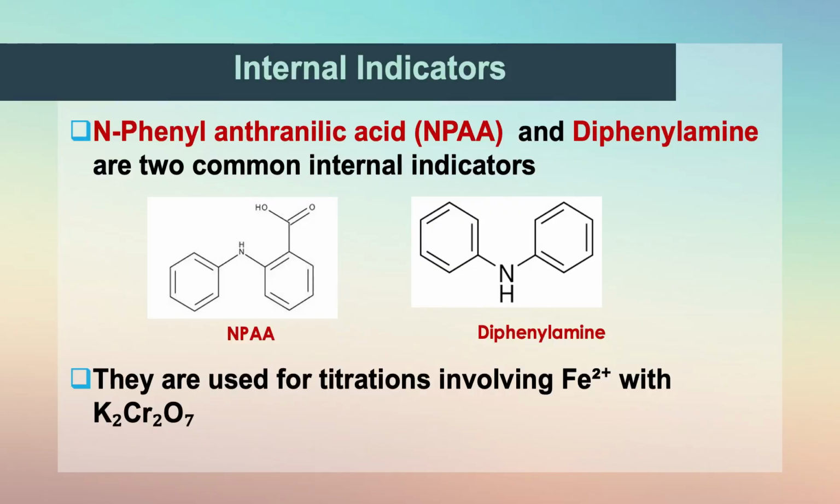Now in dichrometry, there is the other category of indicator that I already mentioned. It is nothing but internal indicators. N-phenyl anthranilic acid, abbreviated as NPAA, and diphenylamine are two popular internal indicators. This is the structure of N-phenyl anthranilic acid and diphenylamine. This is the chemical structure. And these indicators are useful for titrations involving Fe2+ ions with acidified potassium dichromate.